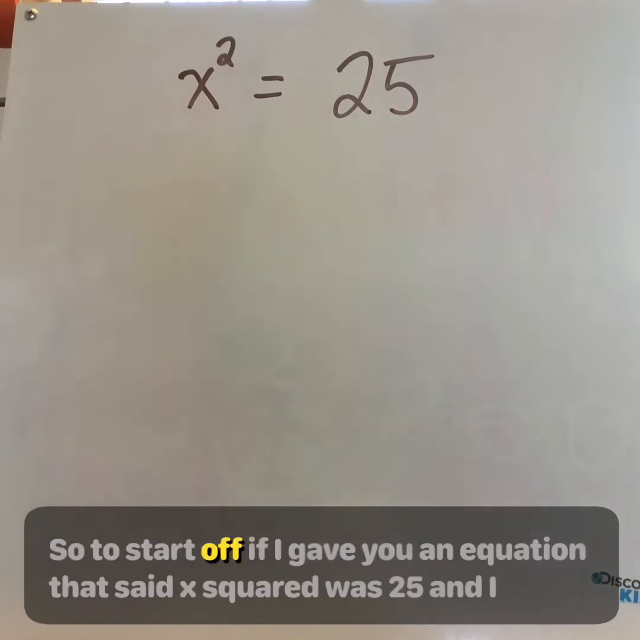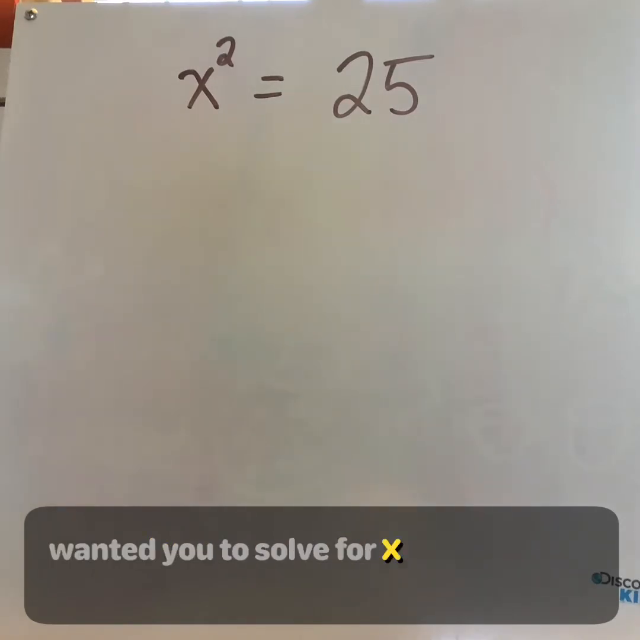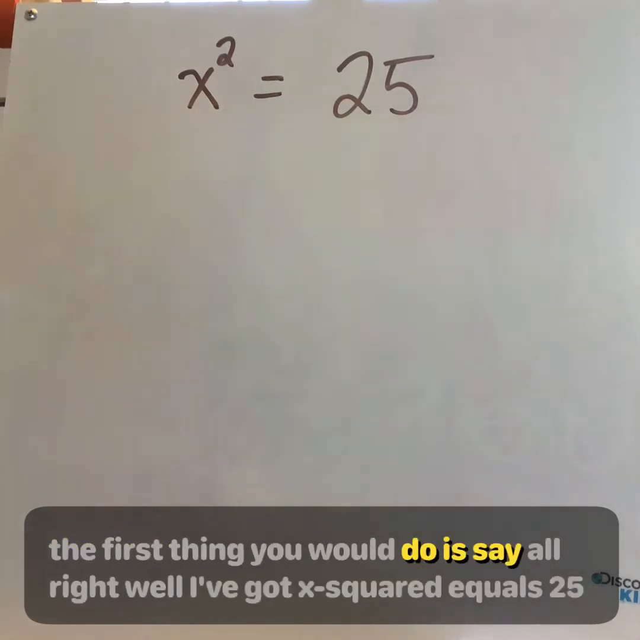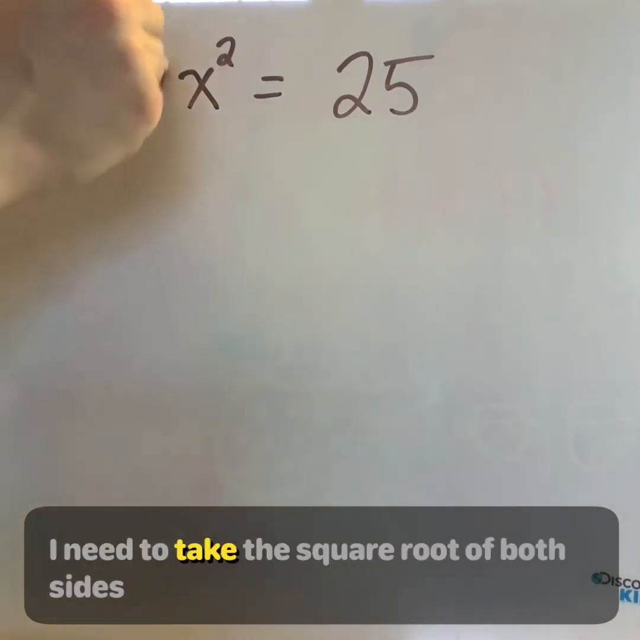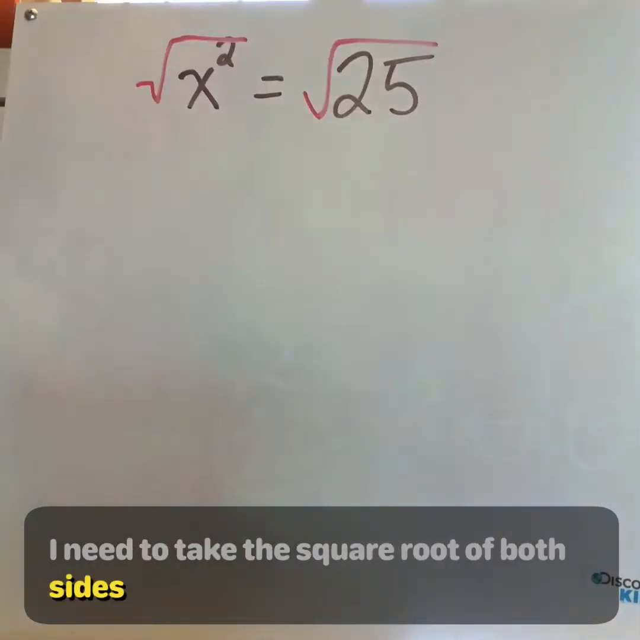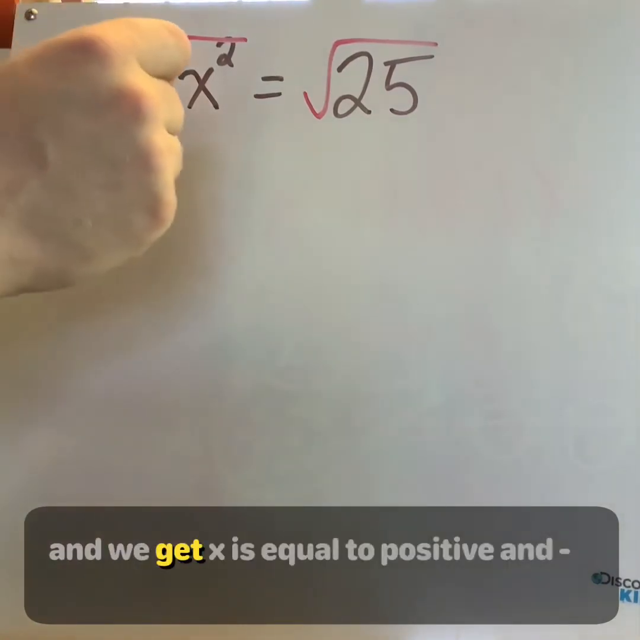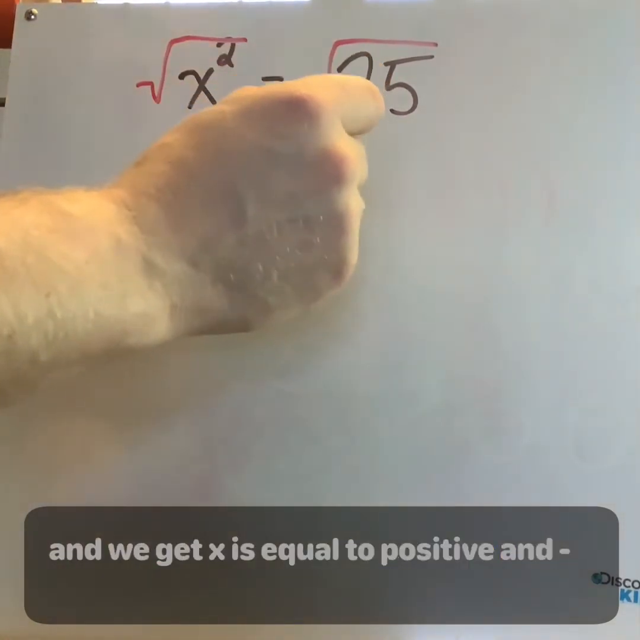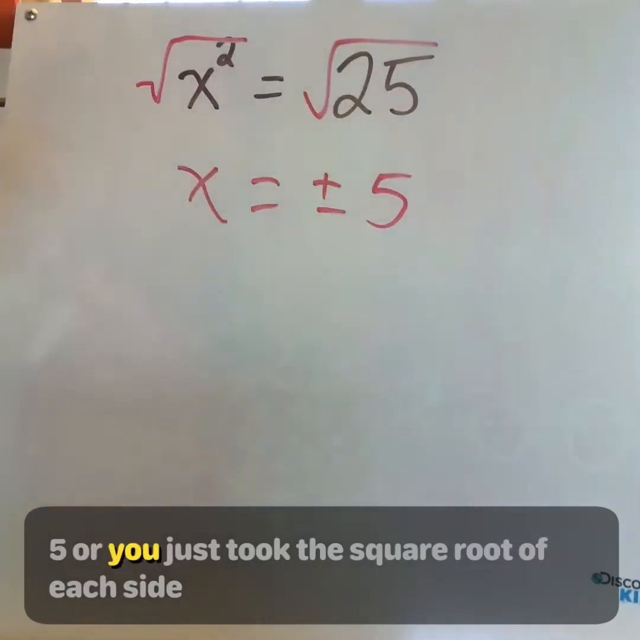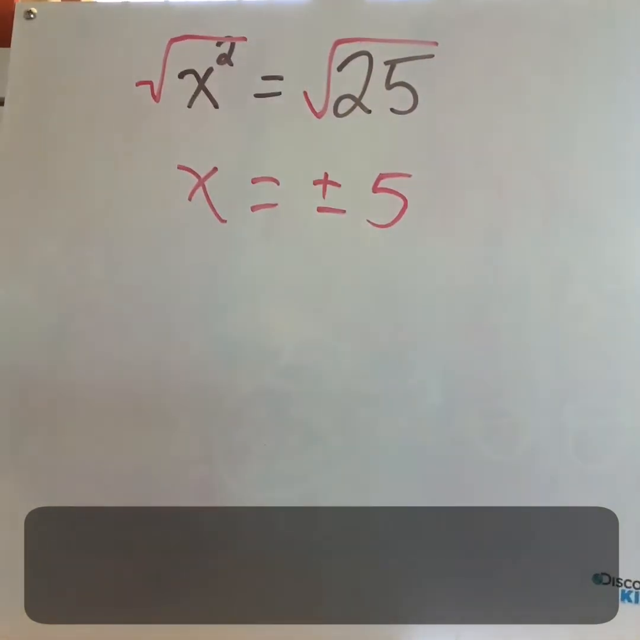So to start off, if I gave you an equation that said x squared equals 25, and I wanted you to solve for x, right? The first thing you would do is say, all right, I've got x squared equals 25. I need to take the square root of both sides, and we get x is equal to positive and negative 5. You just took the square root of each side.